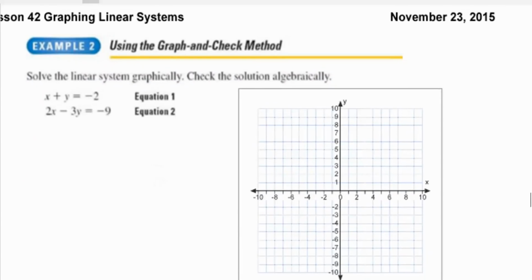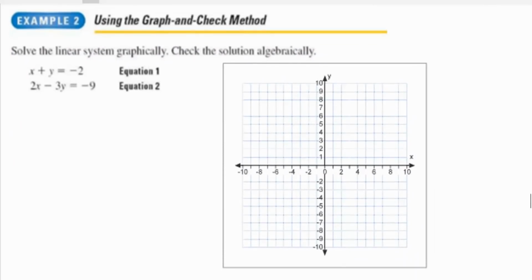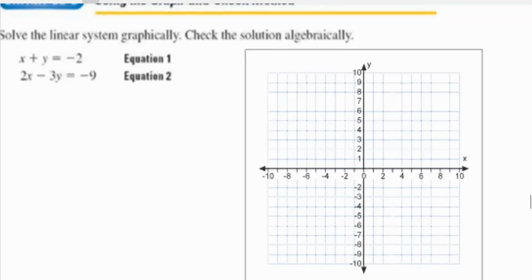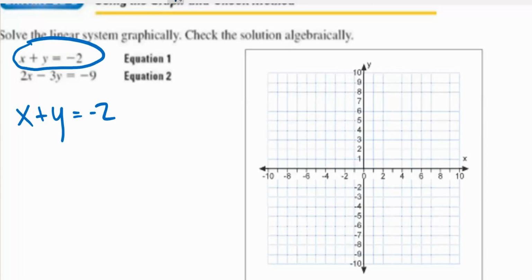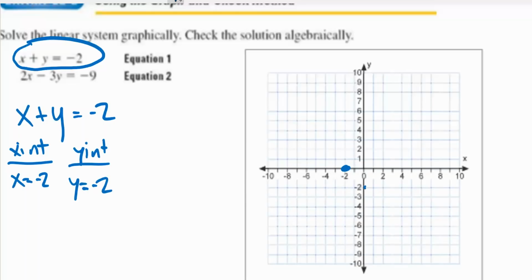Our next example, actually graphing these equations. So our first equation, x plus y equals -2. Is this in a form that we can graph? I'd say yes. We can do the x and y intercepts. Our x-intercept, we cover up the y with our finger and we get x equals -2. So our x-intercept is over here at -2. Our y-intercept, cover up the x with our finger and we get y equals -2. So our y-intercept is -2.